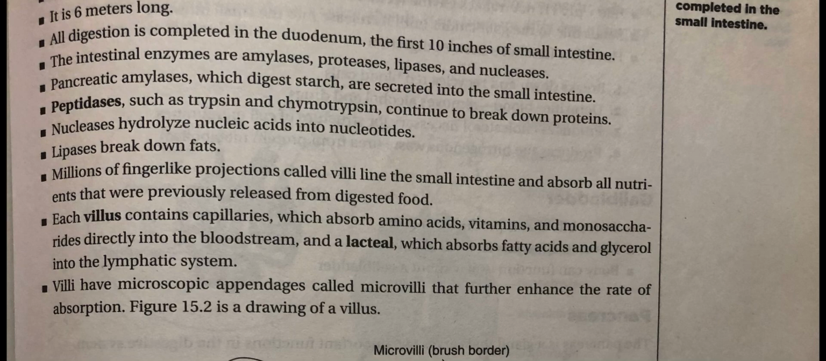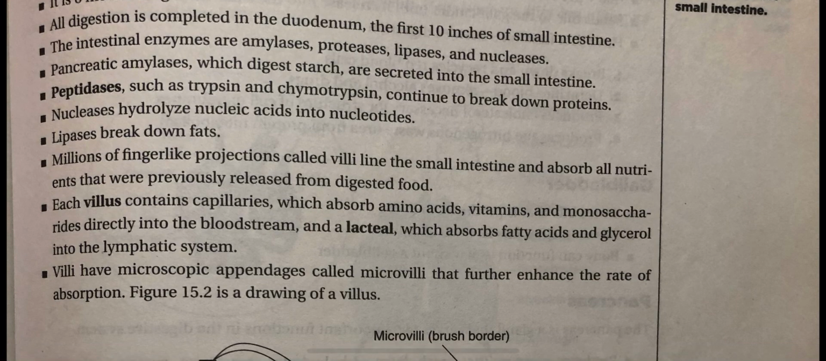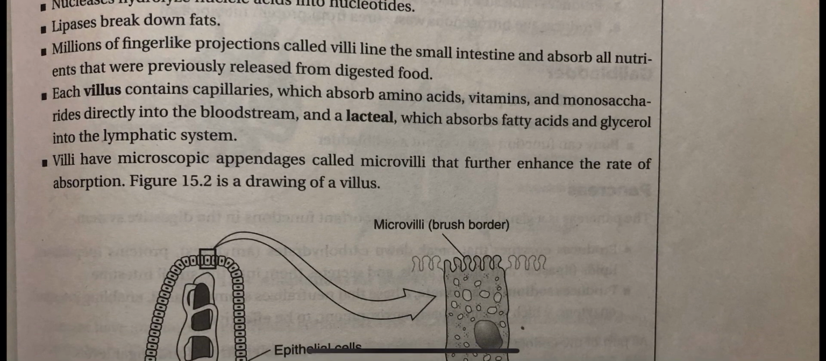Each villus contains capillaries. Of course, we know that the process of absorption connects the digestive system to the circulatory system, so I should find capillaries, blood vessels. So each villus contains capillaries which absorb amino acids, vitamins, monosaccharides, those simple forms of food, into the bloodstream.